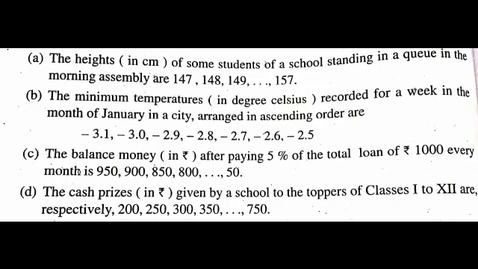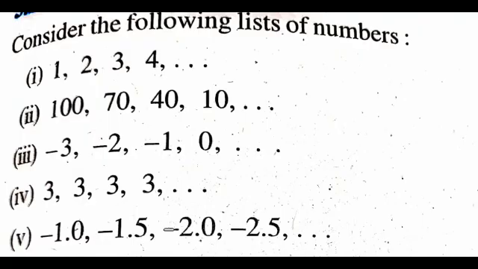Now again consider the following list of numbers, and here the arithmetic progressions in examples 1 to 5 in this section are not finite, so they are called infinite arithmetic progressions. Such arithmetic progressions do not have a last term.